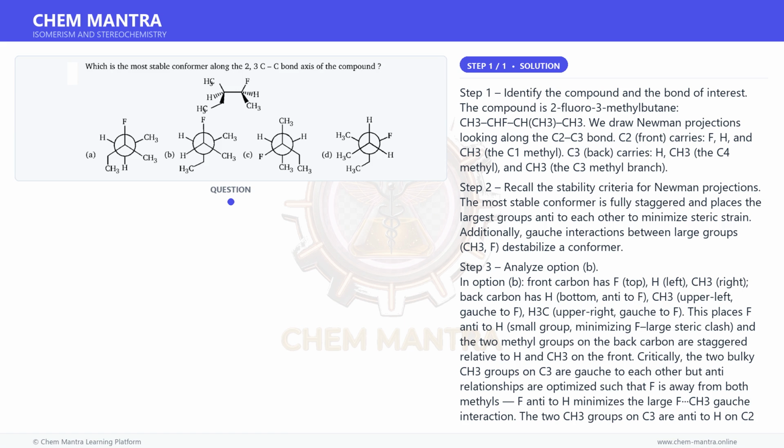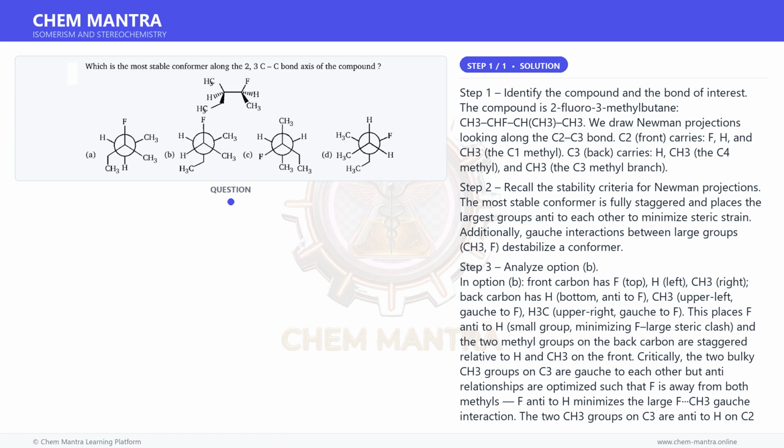Critically, the two bulky CH3 groups on C3 are gauche to each other, but the anti-relationships are optimized such that F is away from both methyls. F anti to H minimizes the large F and CH3 gauche interaction. The two CH3 groups on C3 are anti to H on C2, and the anti-gauche positions minimize overall strain.